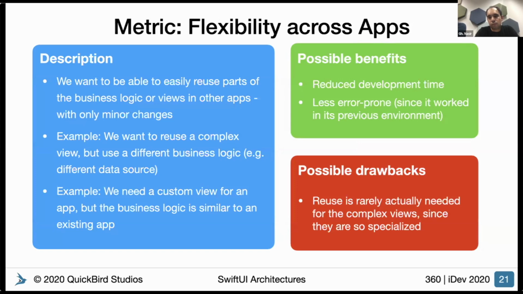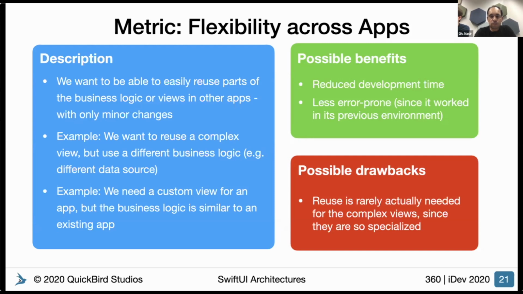So another metric would also be flexibility across apps. We want to take one view, for example, and just put it in a different app because we already implemented a login screen, and we only need to make minor changes, for example, showing a different logo on the login screen. Then we can just copy one view from one application to the other one and easily reuse parts of the application. That's what might be useful.